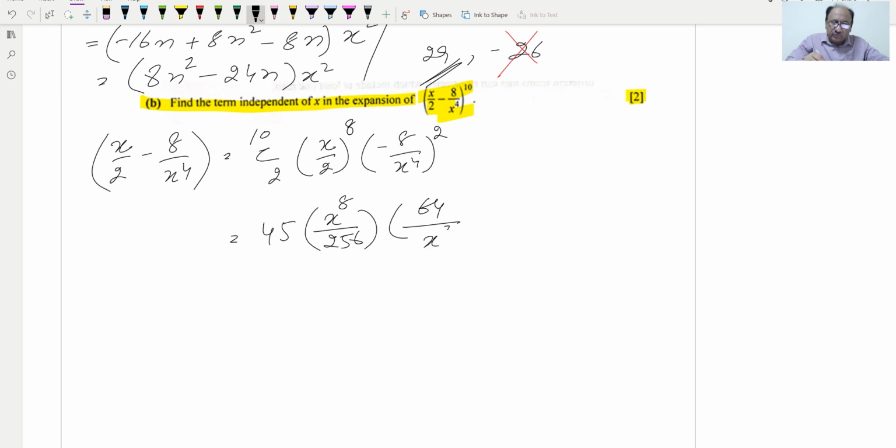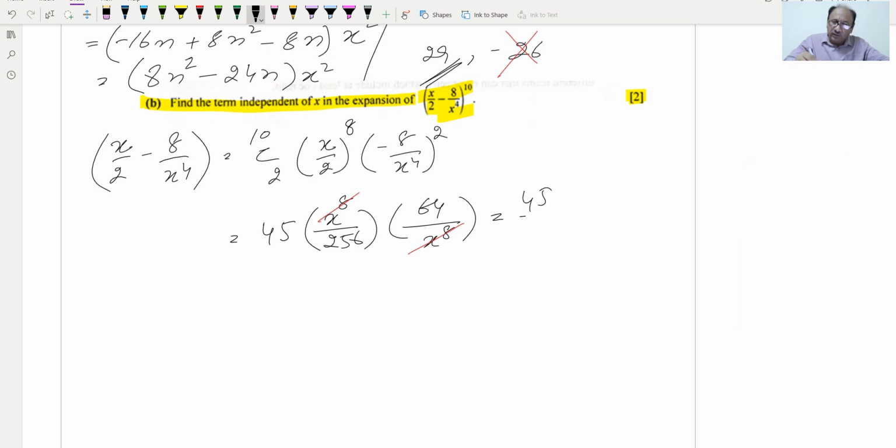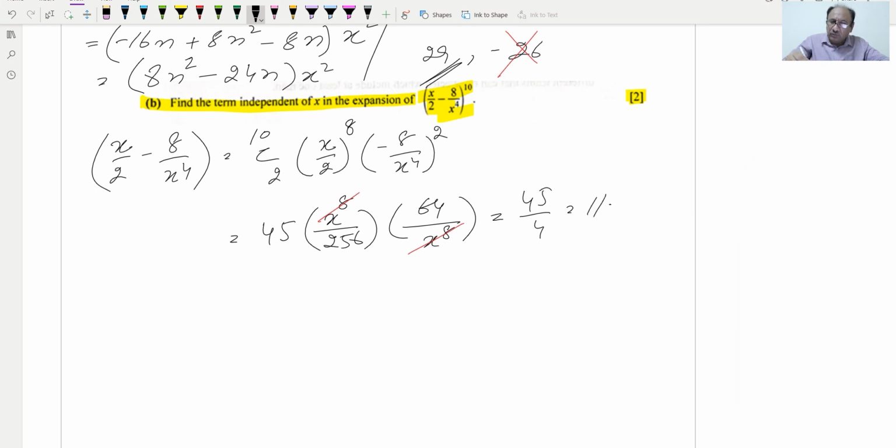The x raised to the power 8 will be cancelled with this, and we can simplify this. 45 into 64 divided by 256 is equal to 45 over 4, which in decimal value will be 11.25. We can write 11.25, and this will be our final answer for 2 marks.